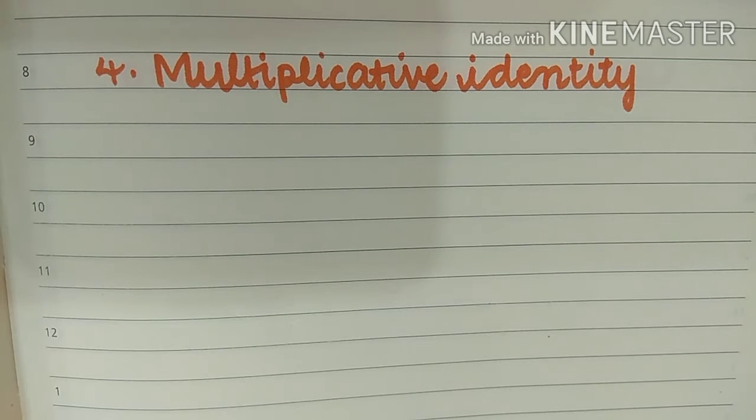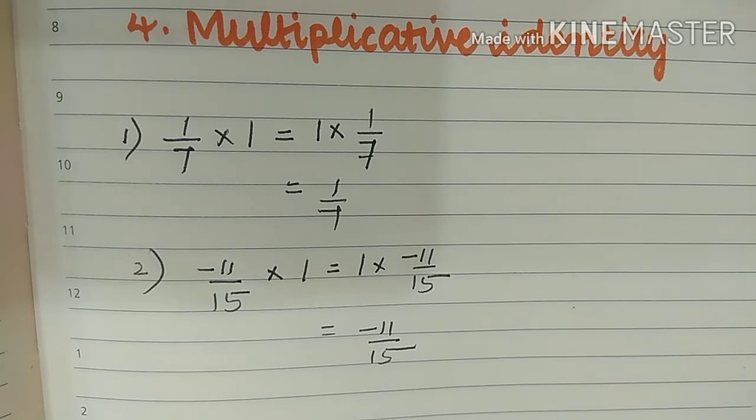Next, we are going to learn multiplicative identity. You remember we learned in our last class, additive identity. What is additive identity? Additive identity is 0, right? Now we are going to learn multiplicative identity, alright? Okay. So let's consider the following examples.